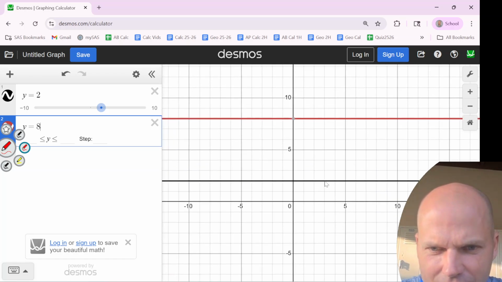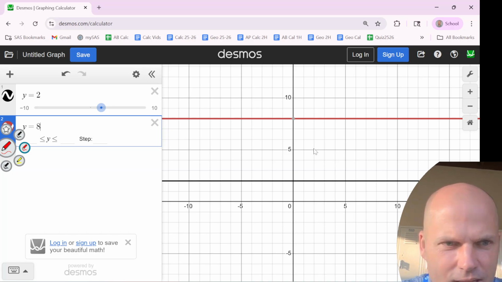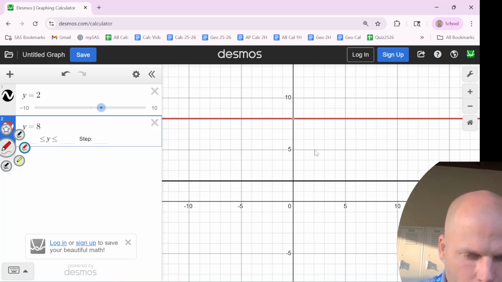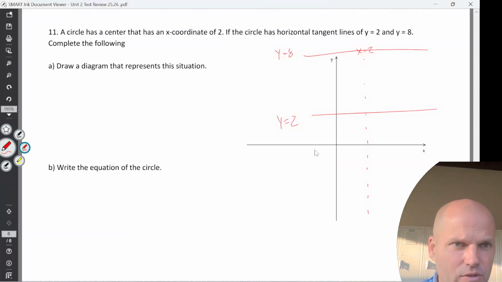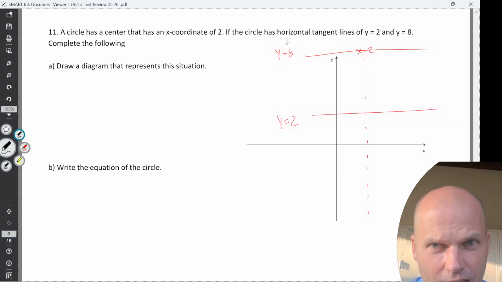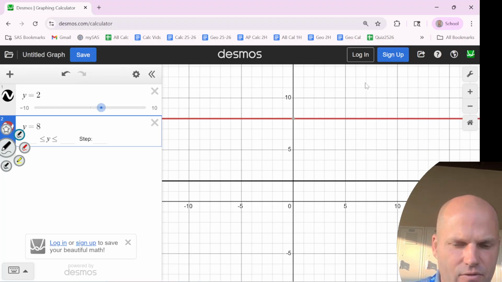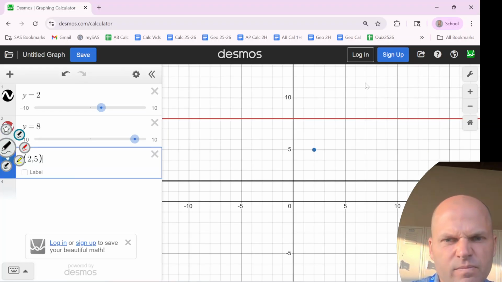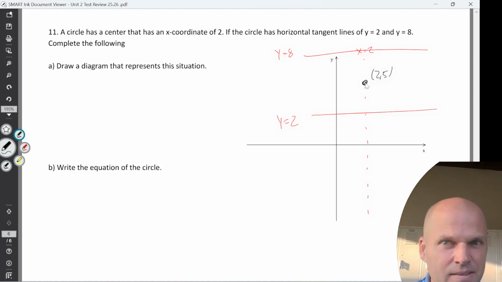So I can see that right in between y equals 2 and y equals 8, I'm going to have the middle. So midpoints, very important. So 2 to 8 is 6. Well, let's add 3 and we will get to y equals 5. We'll get to the center of the circle, which is going to be at (2, 5). This would be my diagram. Great. Well, we can see if it's at (2, 5), that my radius is going to be 3.